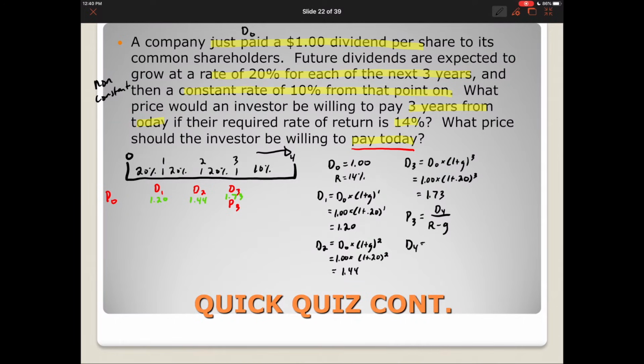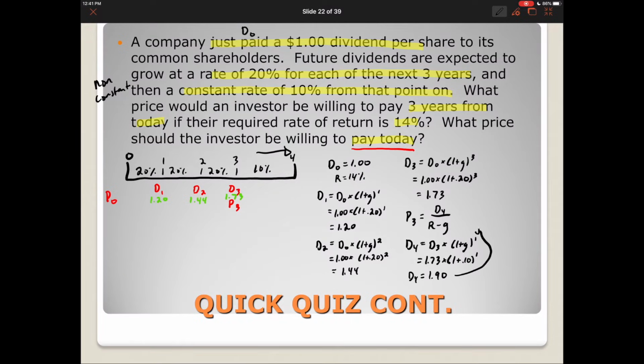Now, this is where it's different. Solving for D4, I can't go back to D0 like I've done previously, because I have a different growth rate from years 1 through 3 and then going into the fourth year. So to solve for D4, I have to use the third year's dividend and compound it 1 period at that new growth rate of 10%. I'm going to take D3, which is 1.73, and multiply it by 1 plus the new growth rate of 10%, compounding it only 1 period. So when I solve for the fourth year's dividend, I get $1.90.